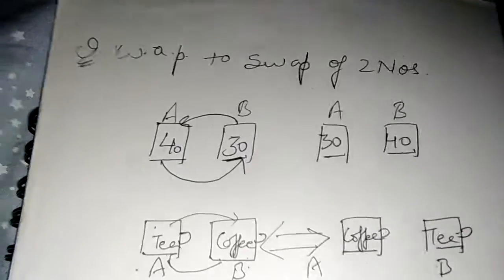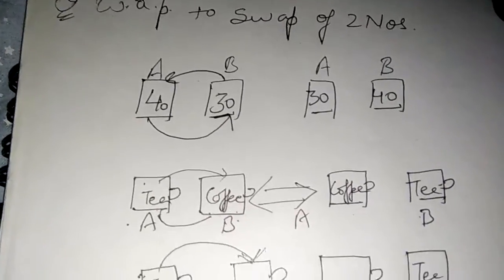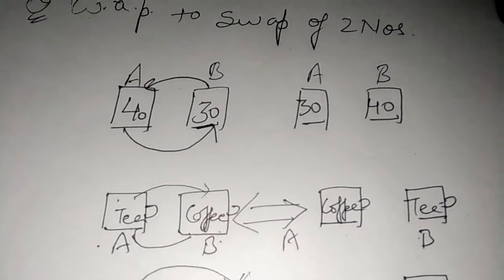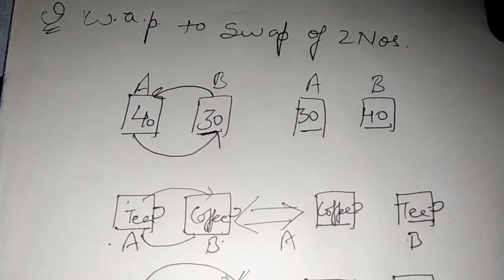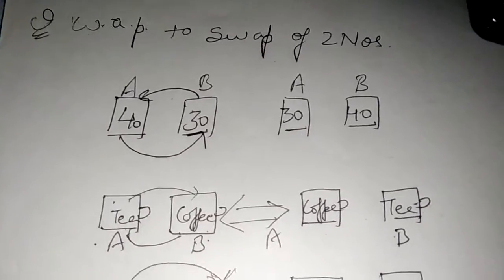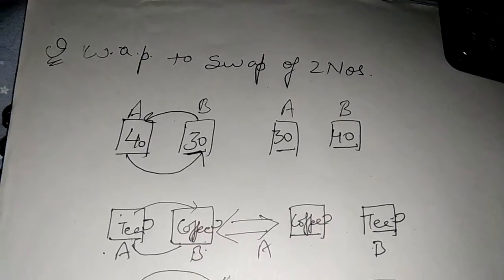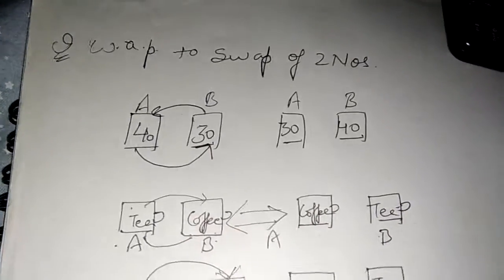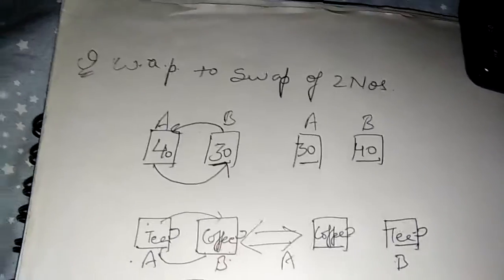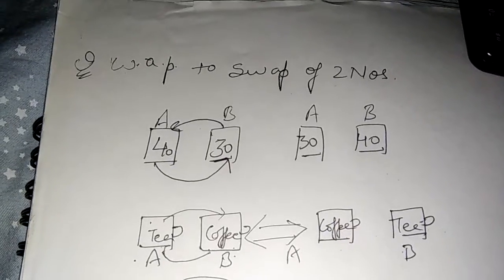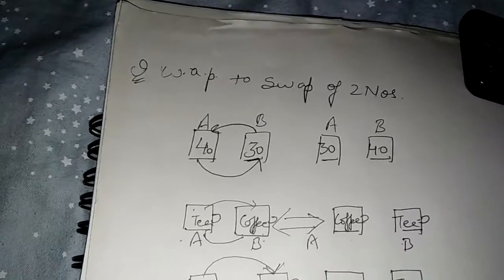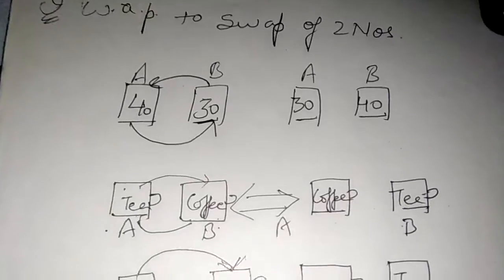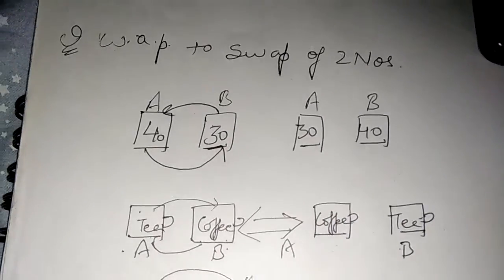You can understand this easily with an example instead of values. If I have two cups, A and B, one has tea and the other has coffee. After the exchange, after the swapping, cup A should have coffee and cup B should have tea. But how can you exchange the tea and coffee of two cups? You can only exchange these contents with the help of a third cup.